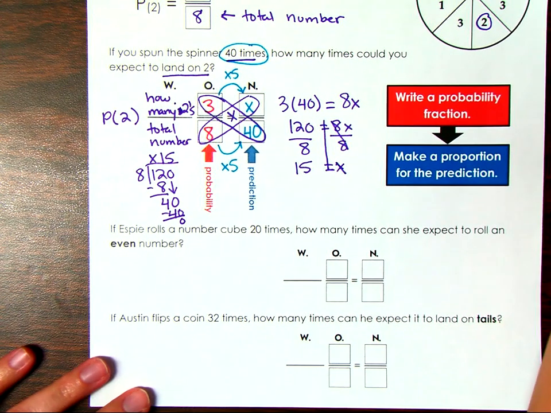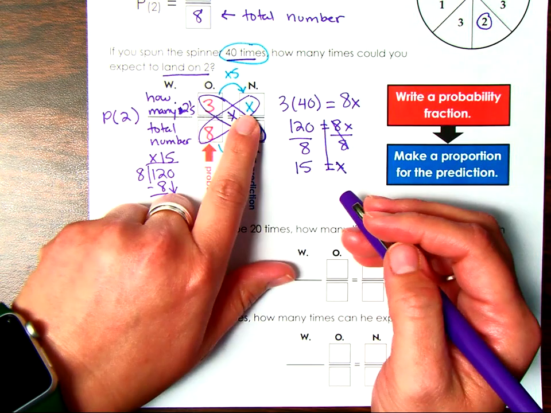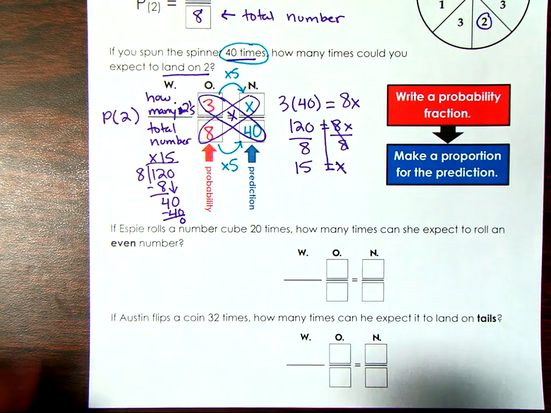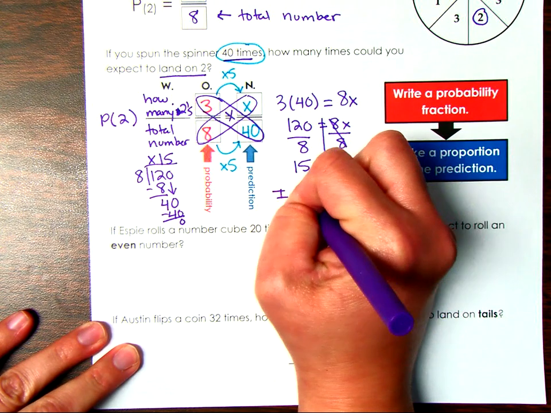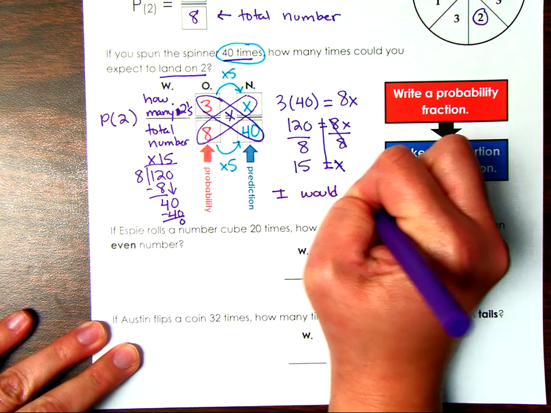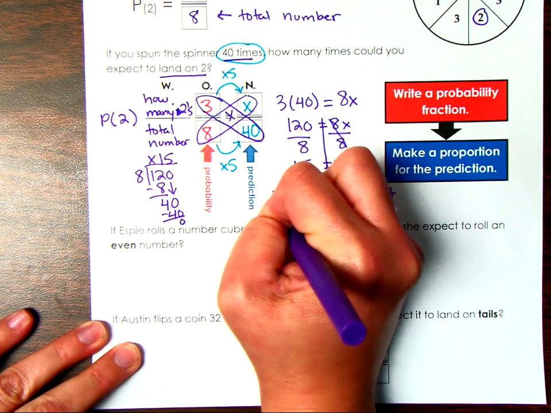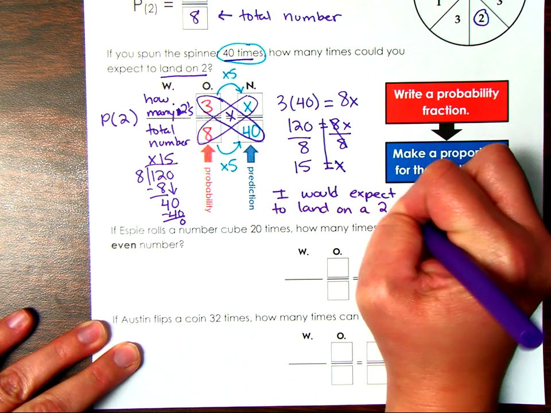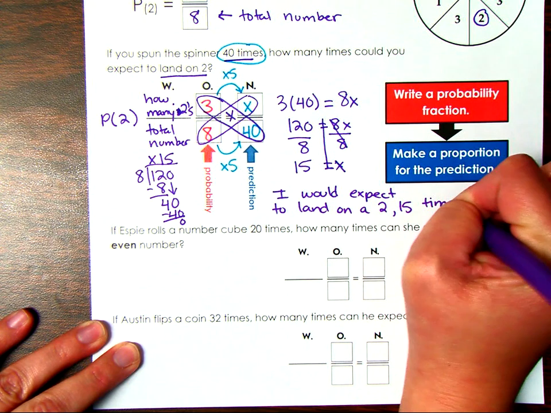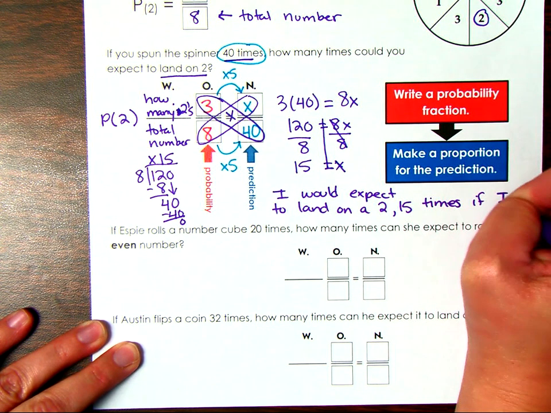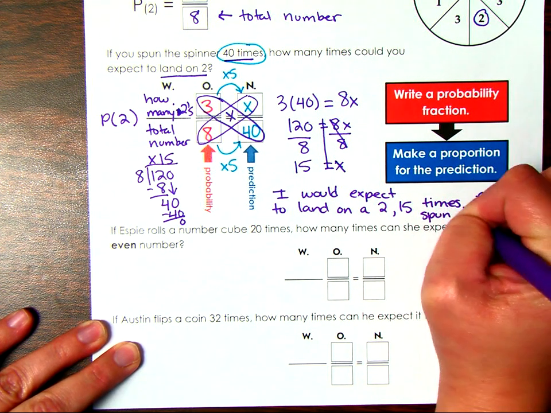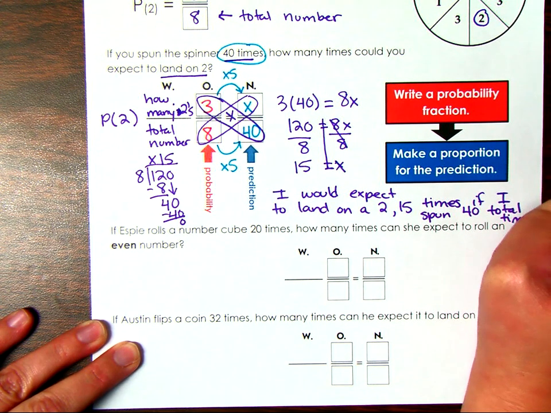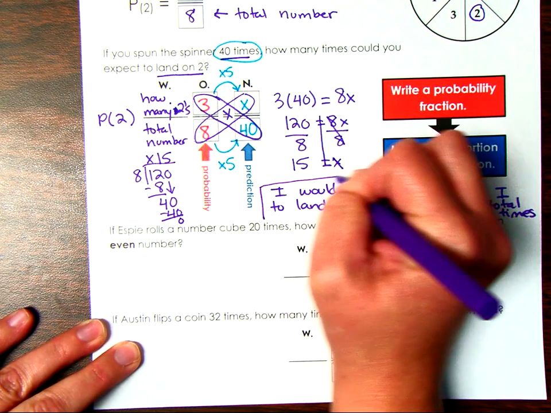But what does this 15 represent? 15 twos. So how many times would you expect to land on a 2? So we'd say, I would expect to land on a 2 15 times if I spun 40 total times. Okay? So something to think about.